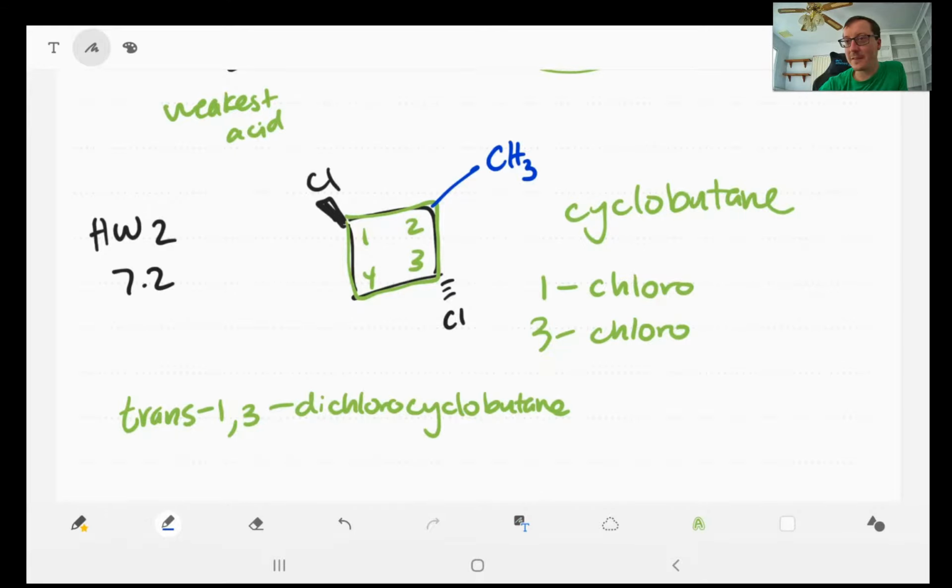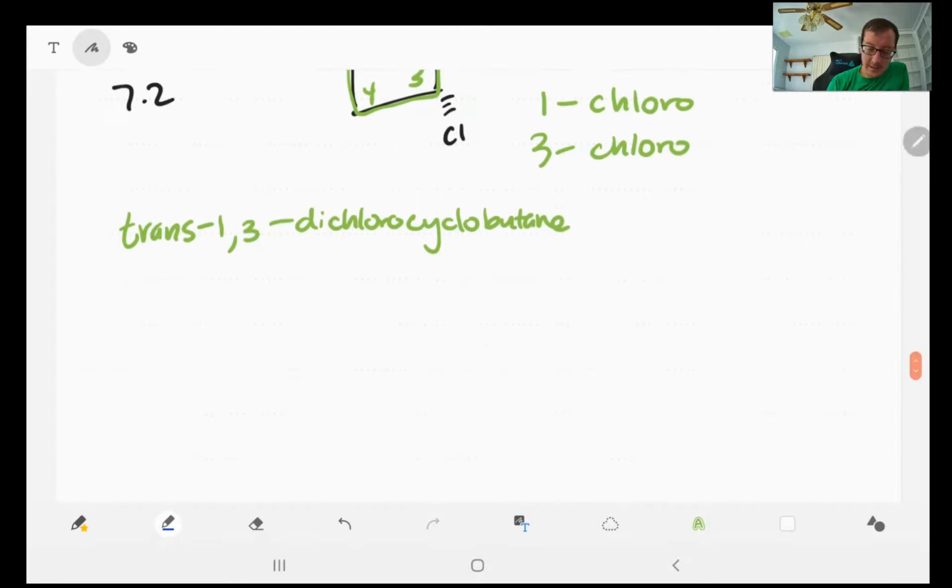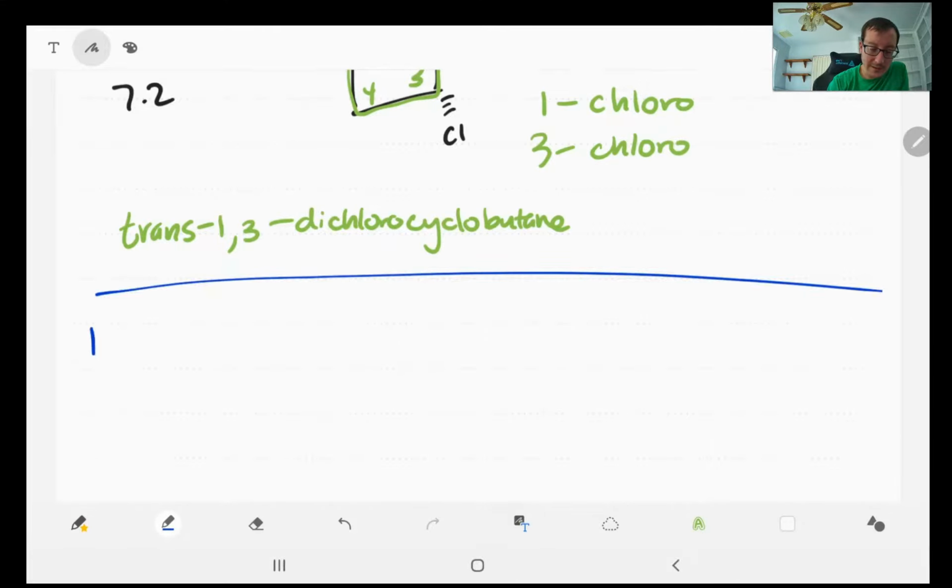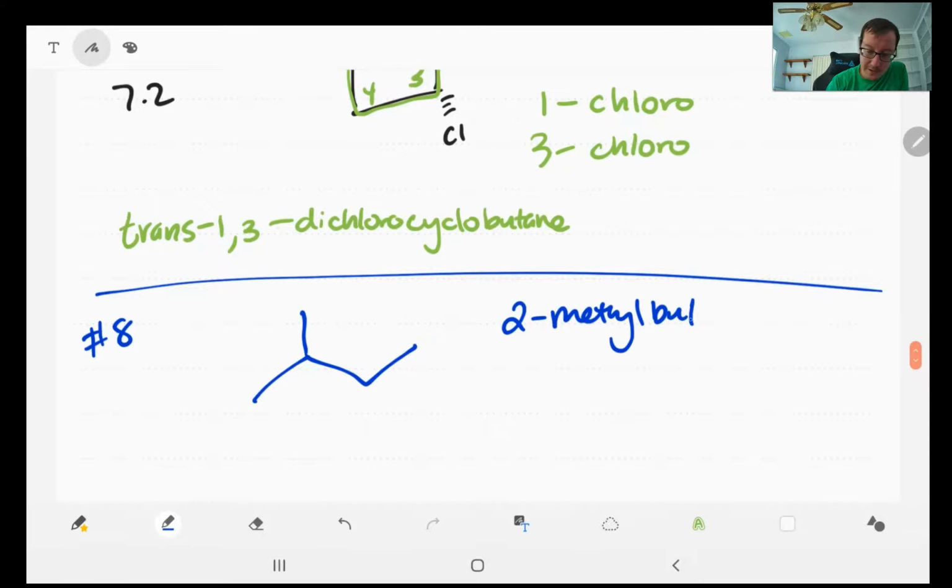Okay, let's take a look at the next one, which is number 8. I don't think it has any subparts. Alrighty, 2-methylbutane. So, first thing, can we draw that? So that's 2-methylbutane, right? Actually, let me draw a little barrier here. So this is number 8, 2-methylbutane. The first part of this is, can we draw the correct molecule? And that's kind of the first test.